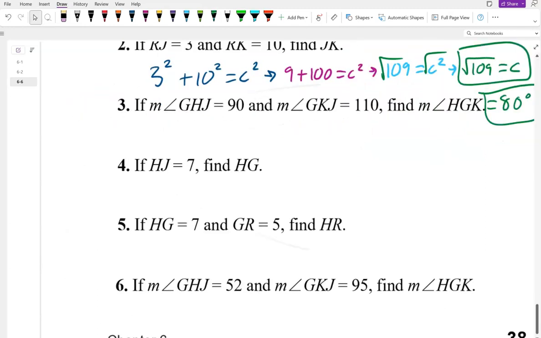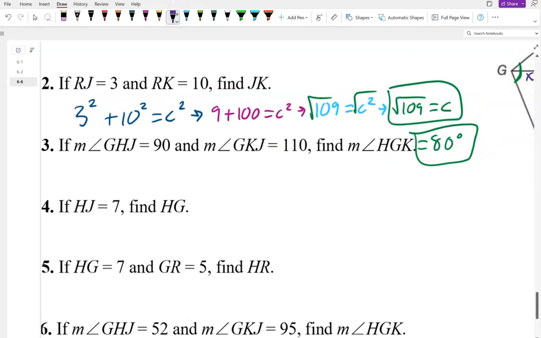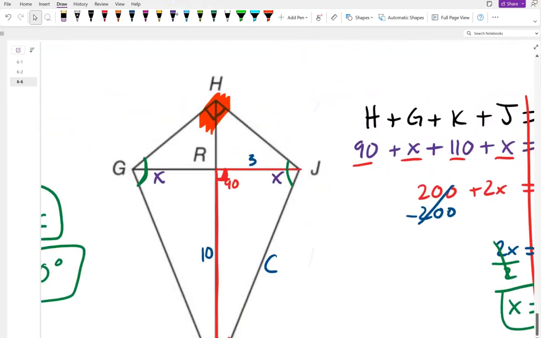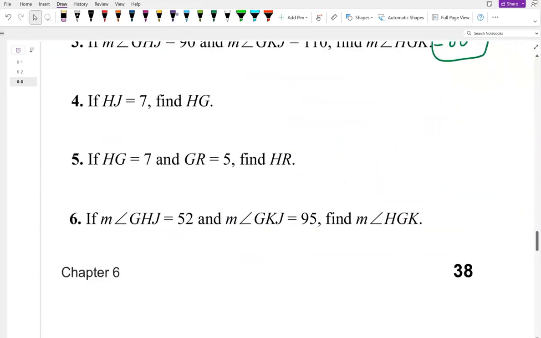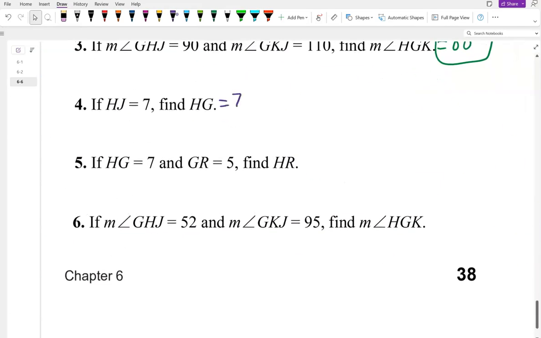Okay, this last one should be relatively easy. It says if HJ is 7, find HG. Well, HJ is right here. So if that's 7, what is this side over here? It's also 7. They're literally identical. They're congruent sides. So my answer is just 7. And that's it.